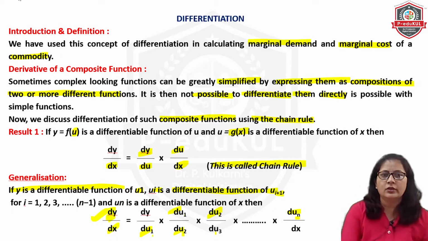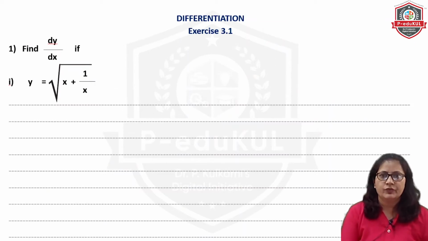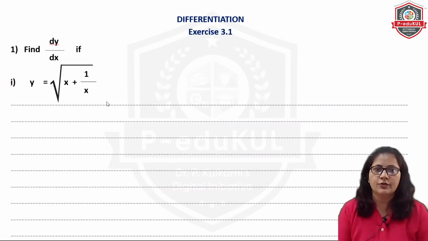So this is theory. Some of you might be thinking that the theory is complicated, but it's not. When we solve the examples, it will be very easy for you. So let us do exercise 3.1. Let's solve the first question.